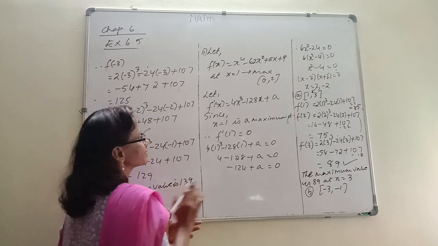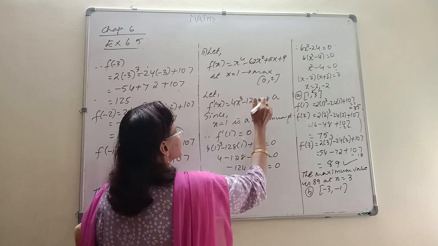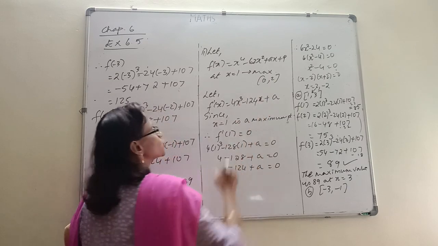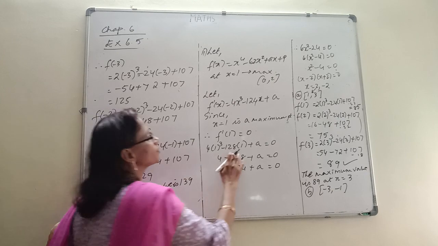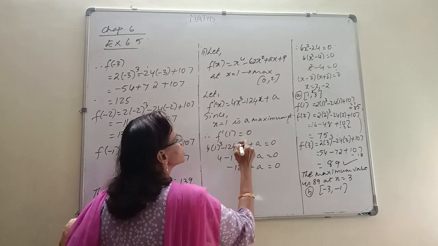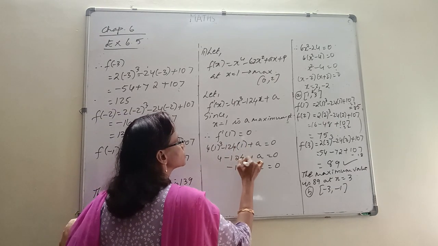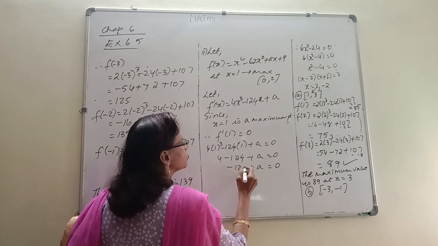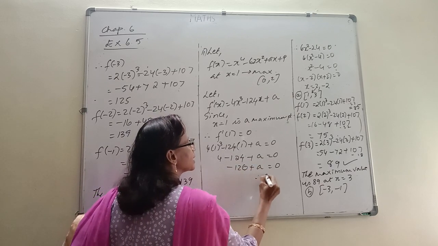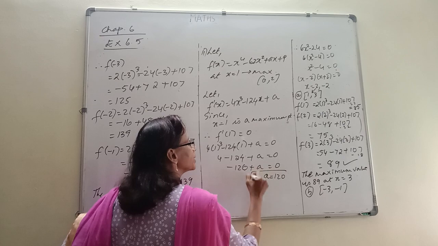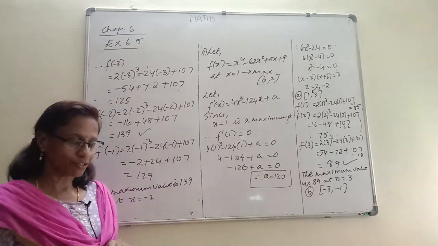Yes, I suspected this. It is not 128, it is 124, since the derivative of 62x squared is 124x. Please note the change. So it's going to be 120. So you're going to get a as 120. So the value of a is 120.